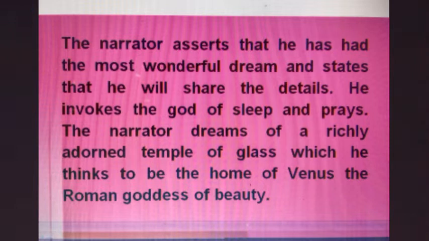Now the dream starts. The narrator dreams of a richly adorned temple of glass, which he thinks to be the home of Venus, the Roman goddess of beauty. So when he sees in his dream a glass palace, a temple, he thinks that it is the palace of goddess Venus, who is the Roman goddess of beauty.